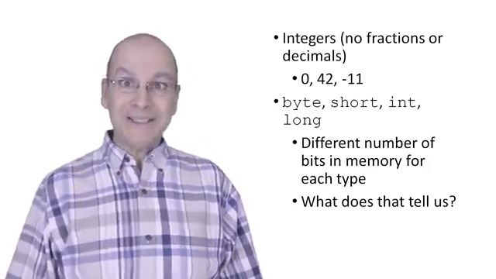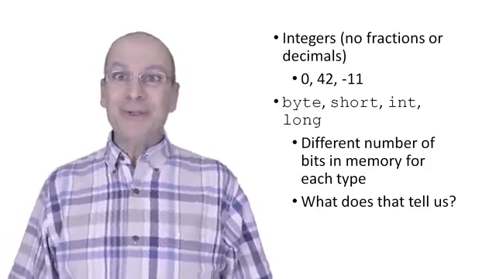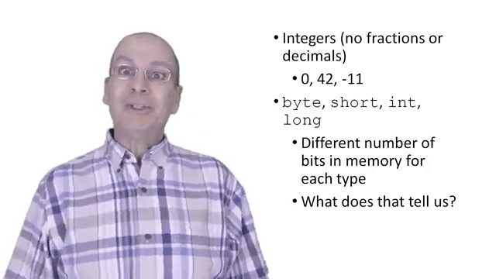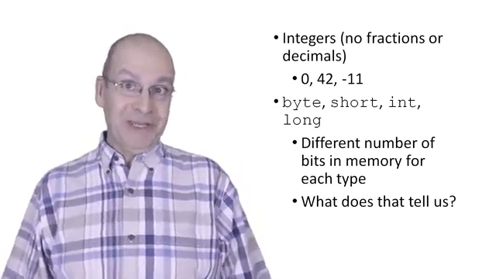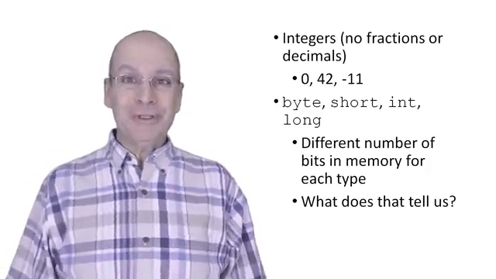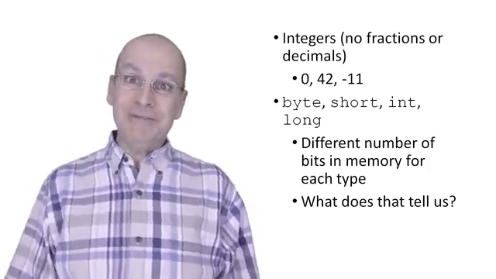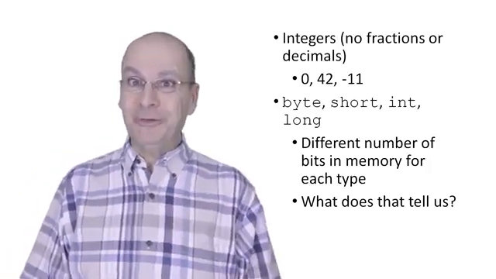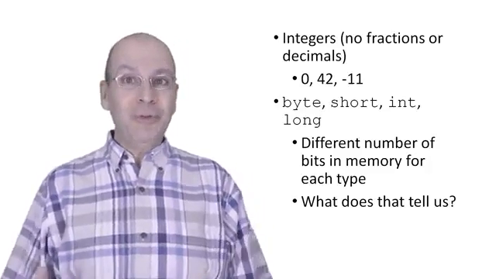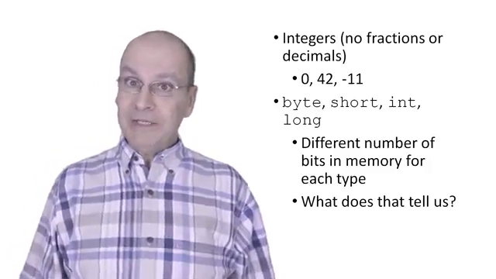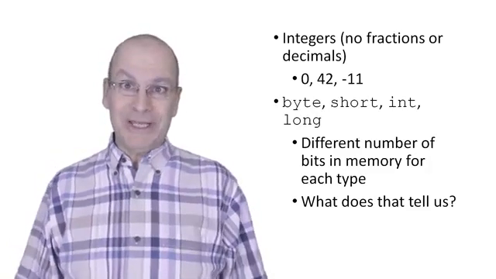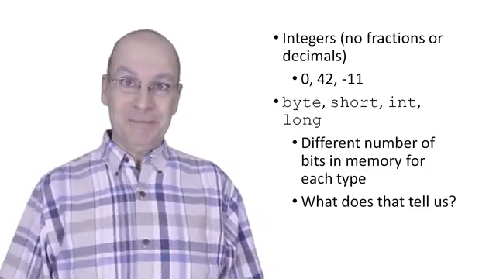What does that tell us? Well, we know that 2 to the b equals n. So we know that if b is smaller, then n is smaller. So a byte can only store 256 unique values from 0 to 255. And then as we move through short, int, and long, we get a wider range of values that we can represent in that particular data type.